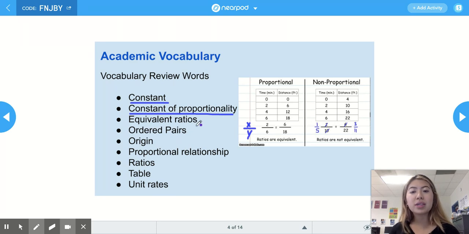Ordered pairs is another way to call a point or a coordinate. So it's always in the form x comma y. Your x coordinate comes first, and then your y coordinate always comes second. The origin is a very specific ordered pair or point. It's 0 comma 0. And we'll go over the words ratio and unit rates in our next slide.